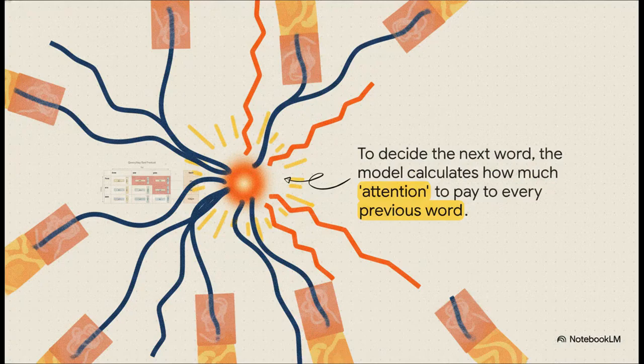And this is where it gets really cool. To come up with the very next word, the model sends out what's called a query. It's basically asking itself, okay, based on everything so far, what's the most relevant thing to say next? It then compares that question to the keys from all the previous words to figure out what's important. It's like a tiny little relevance search happening for every single word it writes.